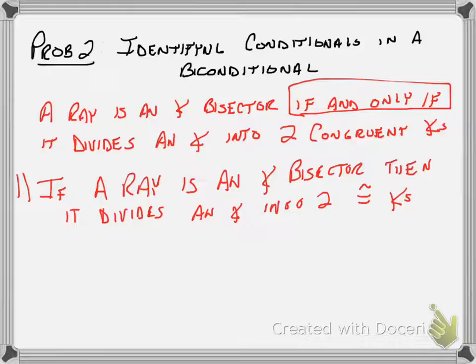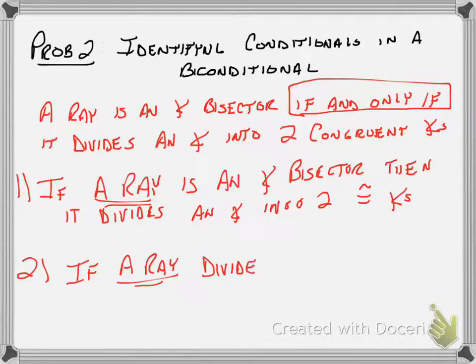Now we just talked about the fact that there's two true conditionals that form a biconditional. So number 2 then would be just take and just change the hypothesis and conclusion. So if a ray divides, and again this is important, kind of an English thing. A ray is your subject here. If you put if it divides, it's not technically wrong, but you want to specify what's dividing. So in this case, if a ray divides an angle into two congruent angles, then it is an angle bisector.